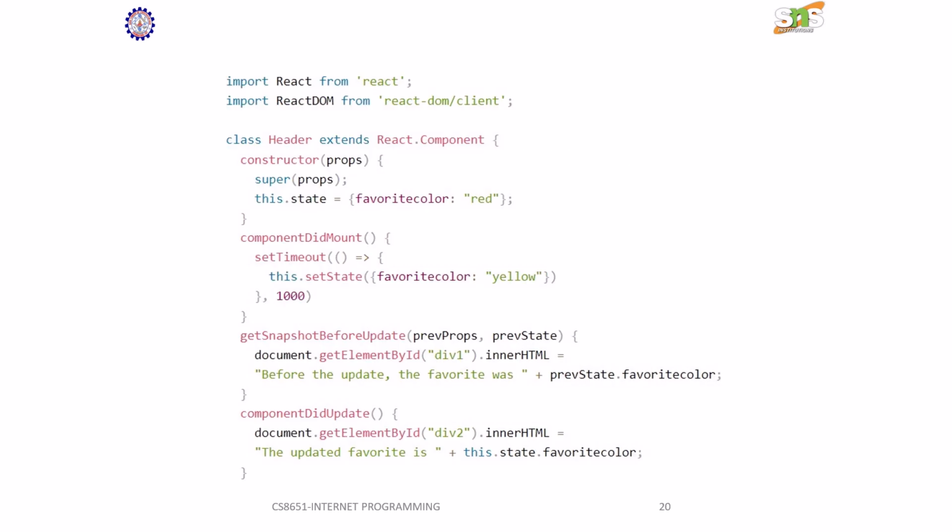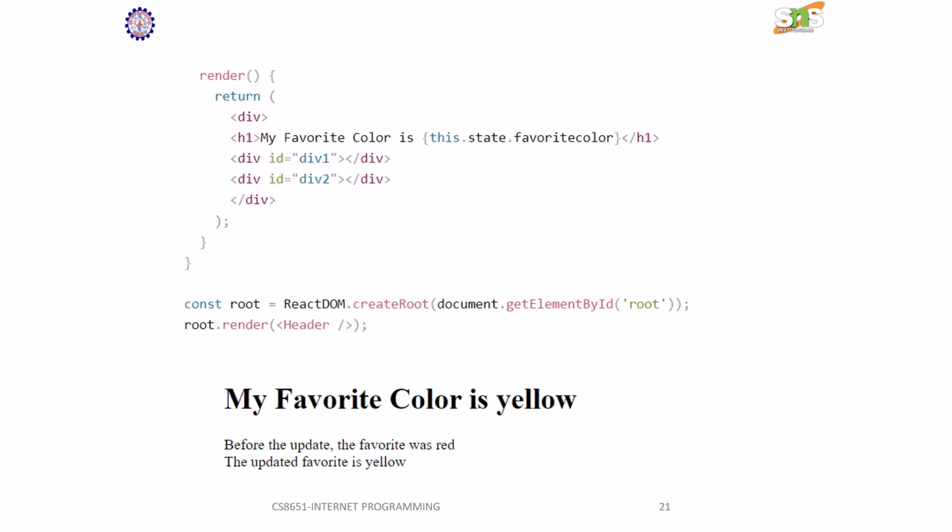Now we are going to see componentDidMount, where my timer sets the favorite color to yellow, and getSnapshotBeforeUpdate gets the previous state. It will show what the favorite color was before the update, and after the update it will show the updated favorite color. So my favorite color will be yellow. Okay, so before the update the favorite color was red. The updated favorite color is yellow only.